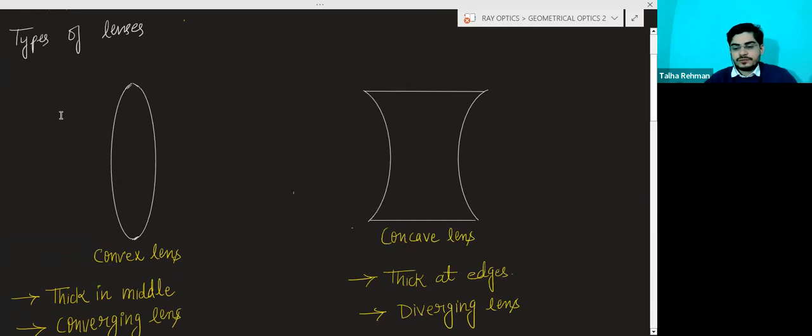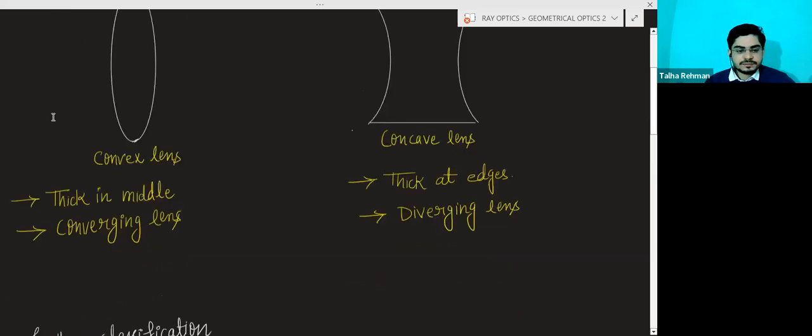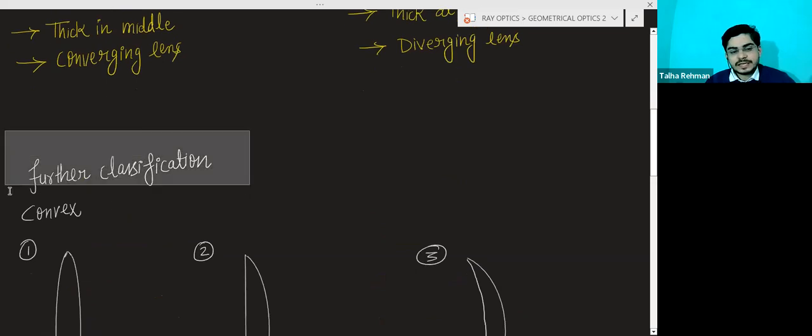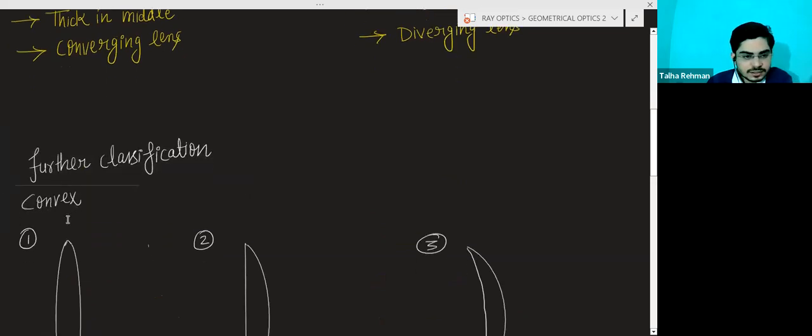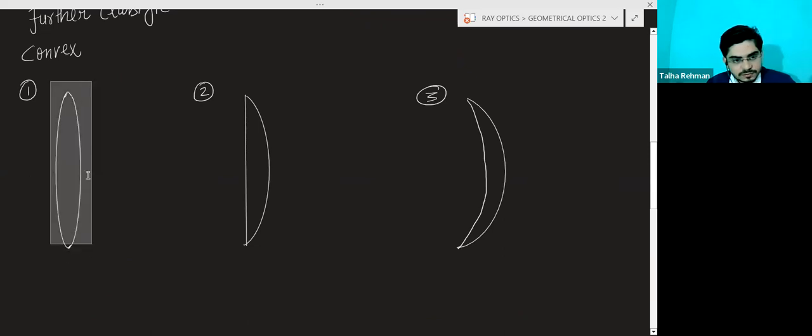Now there are a few other types of lenses also. Okay. We will discuss that. Further classification of the lenses in the category of convex lenses. If you have this type of lens, this surface is also a convex surface. To identify, a convex surface is basically a bulging outward surface. So both the surfaces here are bulging outward. One surface is this and another surface is this.